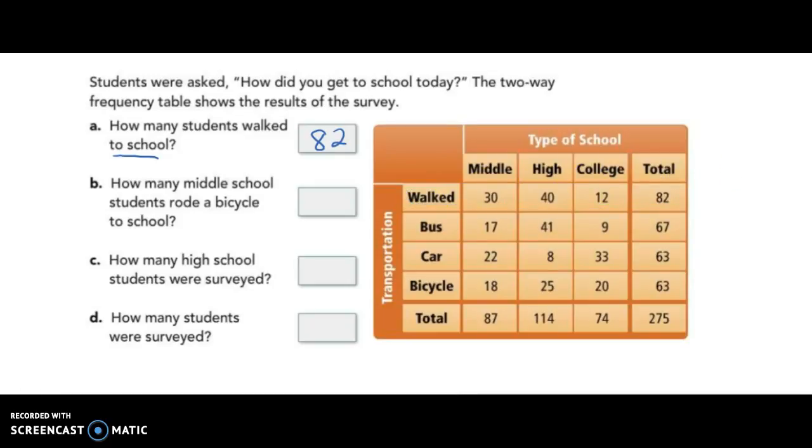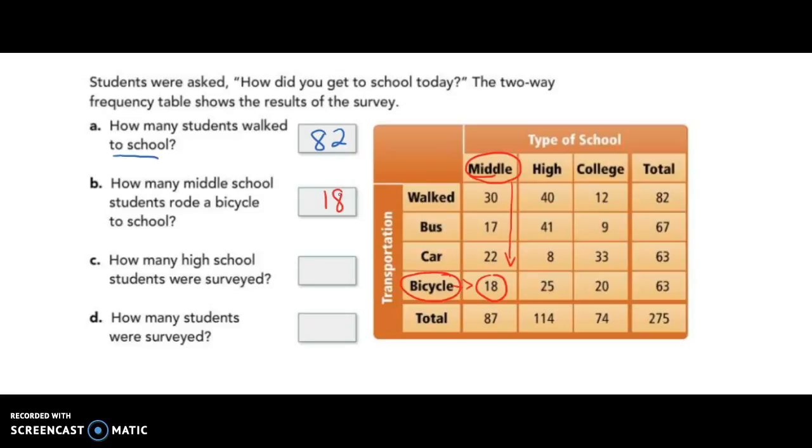Then the second one says, how many middle school students rode a bicycle to school? As we're looking at this one, we only care about middle school, so this is our column, and we only care about kids who rode a bike to school. So we're going to see where those intersect, and we are going to find out that there's going to be 18 students who are in middle school and who also rode a bike.